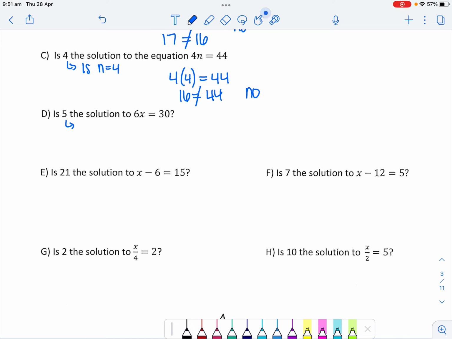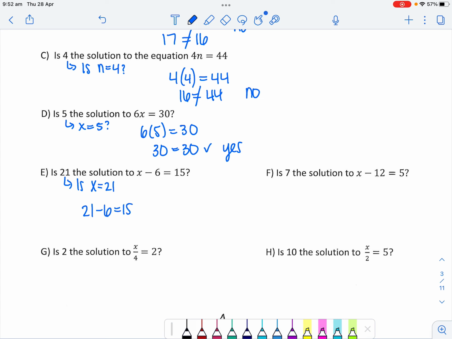Is 5 the solution? So is x equal to 5? So 6 times 5 equals 30. 30 does equal 30. Yes, this is the solution. In part E, we're looking at some subtraction equations. So I want to know, is x equal to 21? So 21 minus 6 equals 15. 15 is equal to 15. So yes.